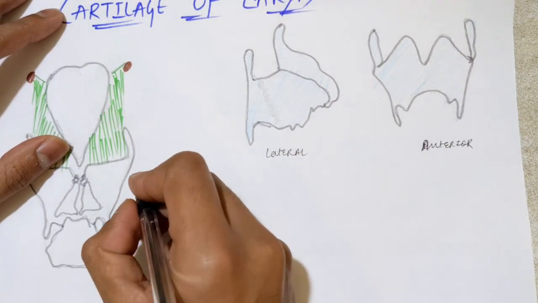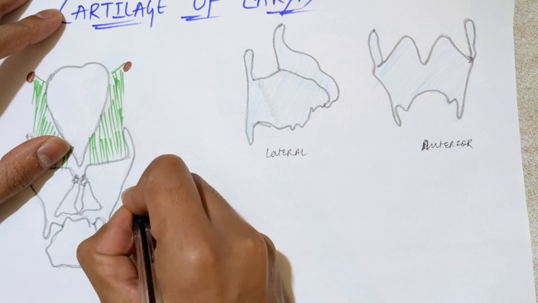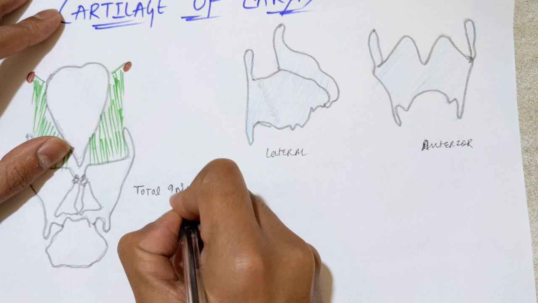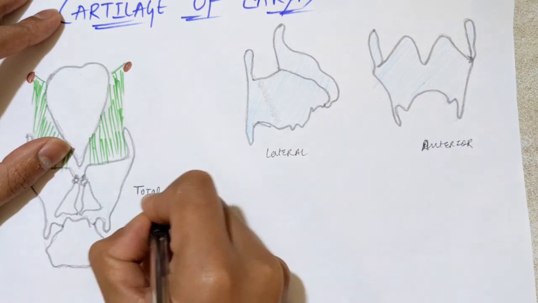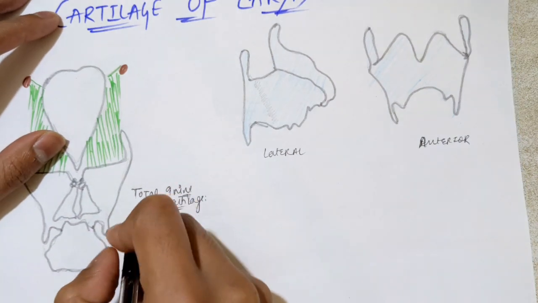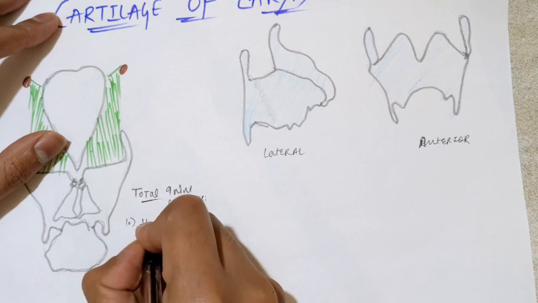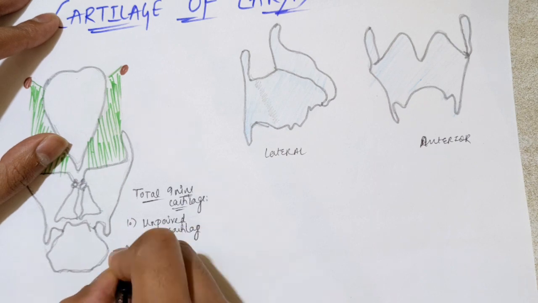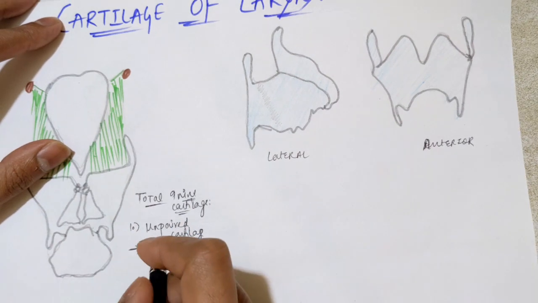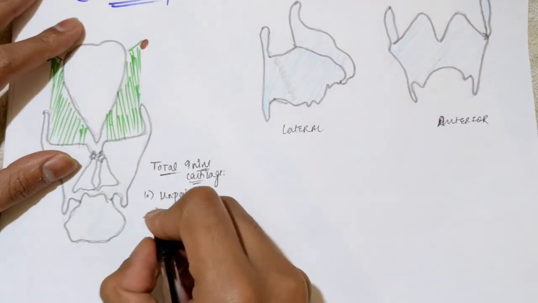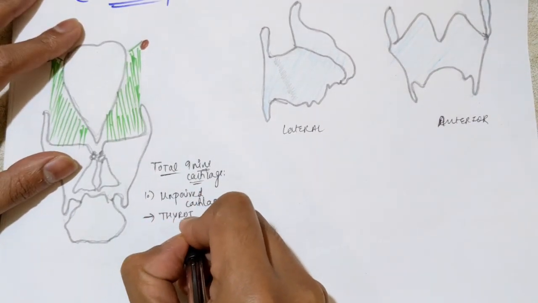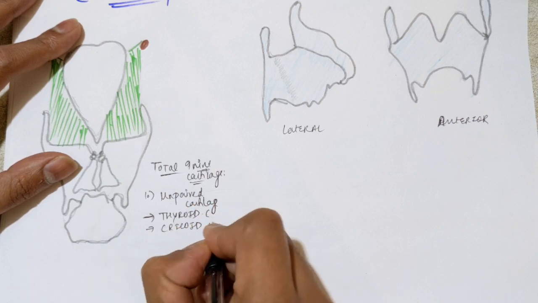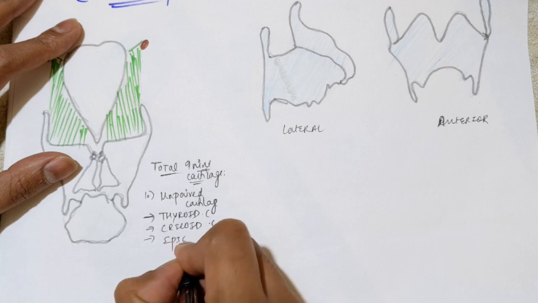First I will tell you the number of cartilage and what are the paired cartilage and what are the unpaired cartilage. First of all, there are a total of 9 cartilage. I'm writing it here. Total 9 cartilage are present, in which there is a classification. First of all, we were discussing unpaired cartilage. In unpaired there are actually 3 cartilage. First one is your thyroid cartilage, second one is your cricoid, and third one is your epiglottis.